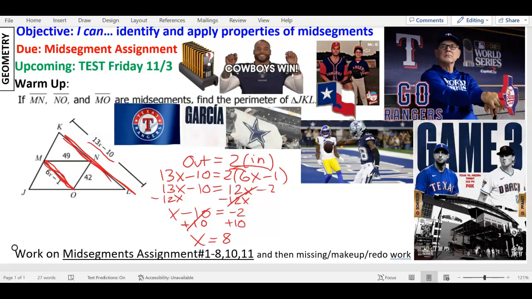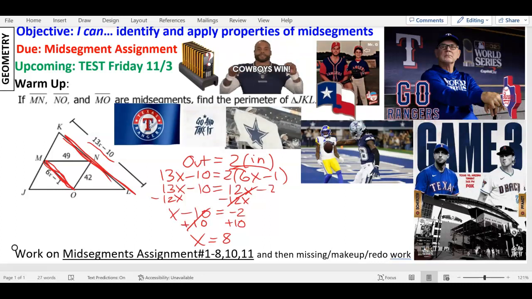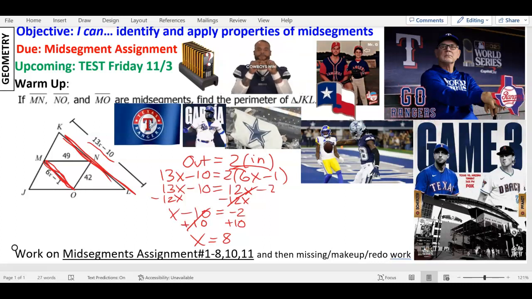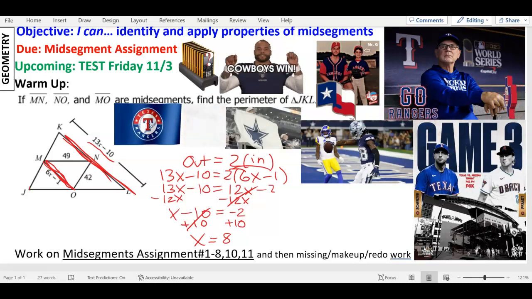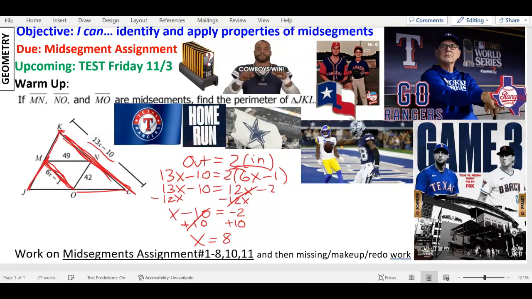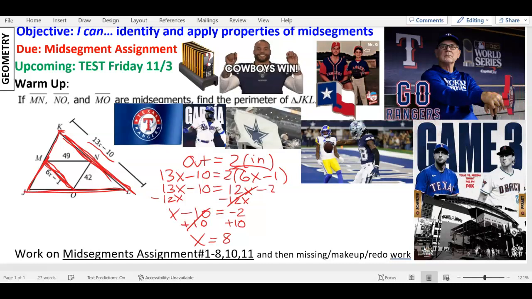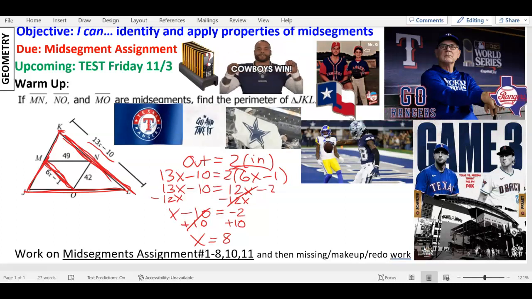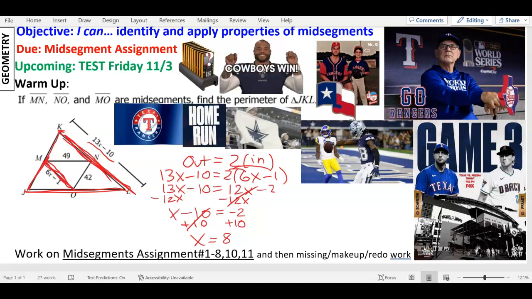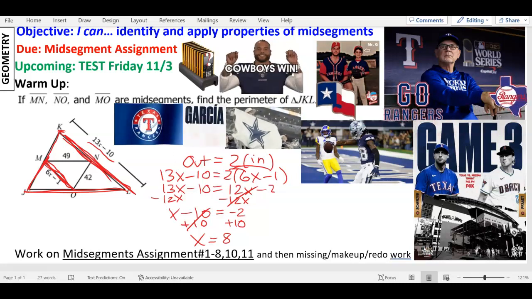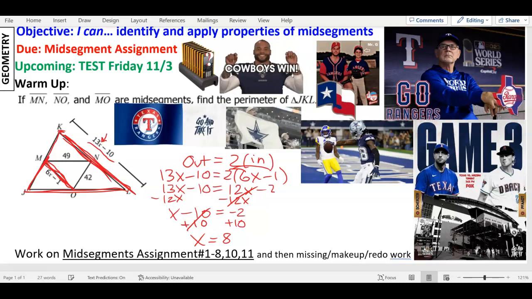Now, if that's all we were looking for, we'd be done. But it doesn't say just find x. It says find the perimeter of JKL. Now, if you follow J to K to L, that's the outside triangle. Okay, J to K to L, L back to J. So if I look at those outside sides, the one I have something for is KL, is that expression 13x minus 10. If I know x is 8, I'm going to put 8 right where I see x.